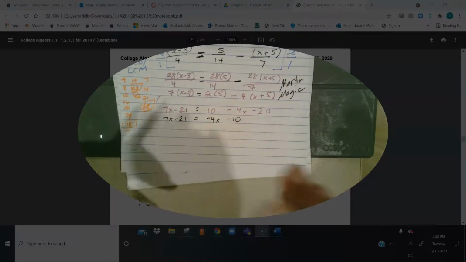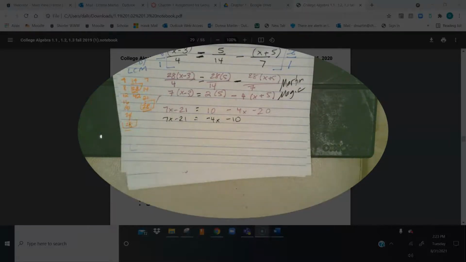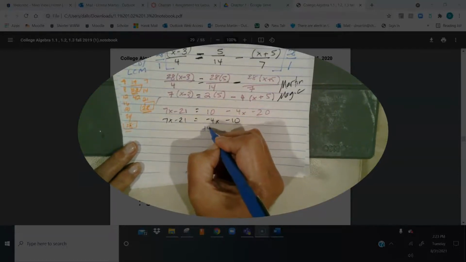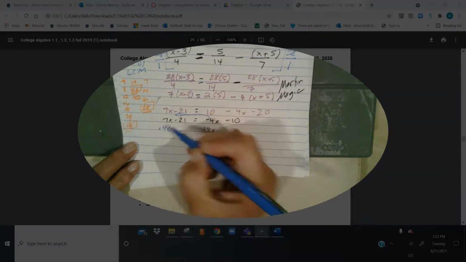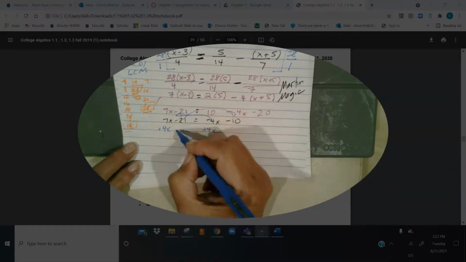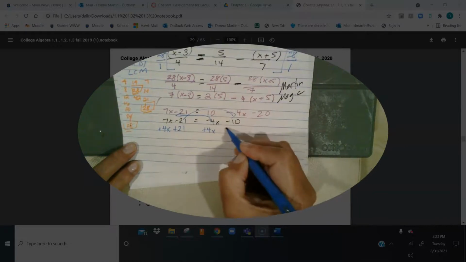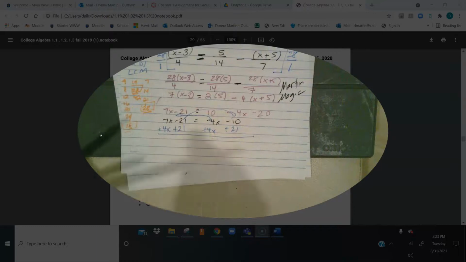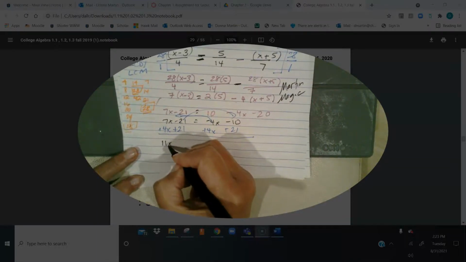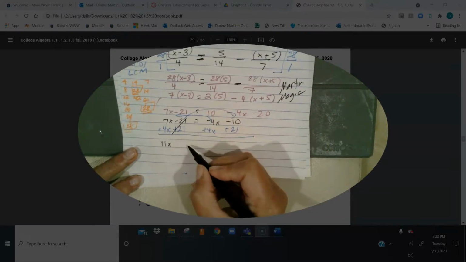Then we can solve that linear equation by grouping your linear terms on one side and your constants on the other. I'm going to move my linear terms to the left, so this one goes to the left. I'm going to move my constant terms to the right, so this one goes to the right. And then see what I have as a result. 7 plus 4 is 11x. Negative and positive 21 cancel.